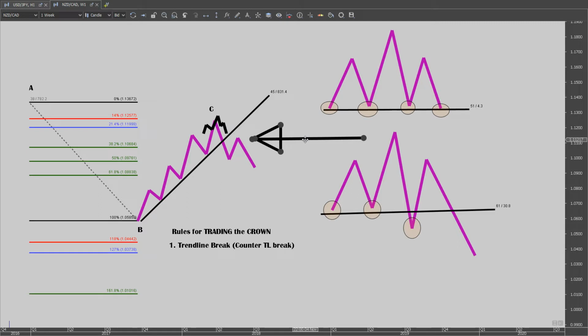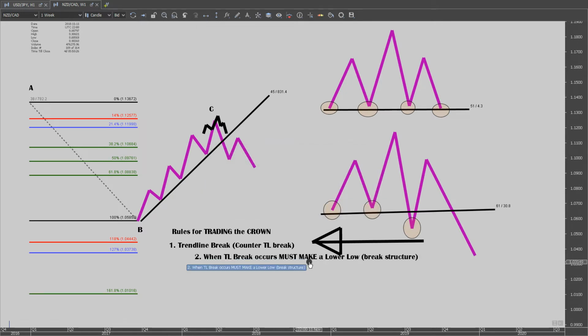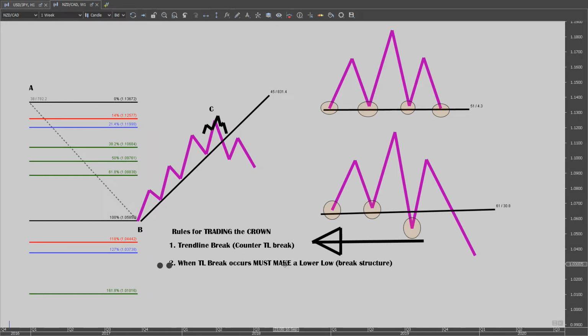Okay, Maxim? So back to the rules of trading the crown. Number 1, trend line break, counter trend line break. And then we're going to check Euro CHF. Number 2: when the trend line break occurs, it must make a lower low and possibly break structure.